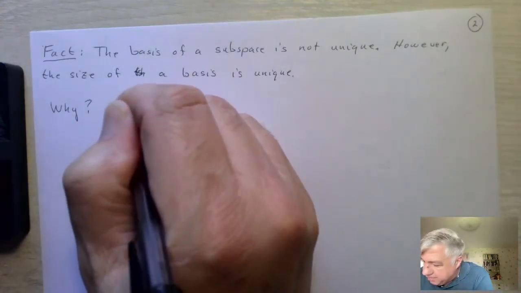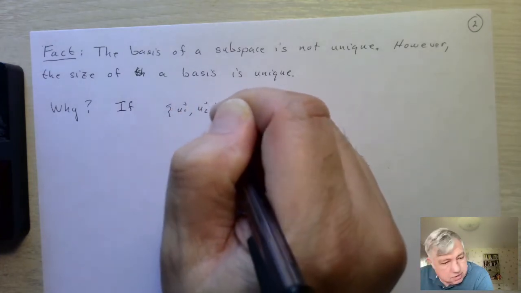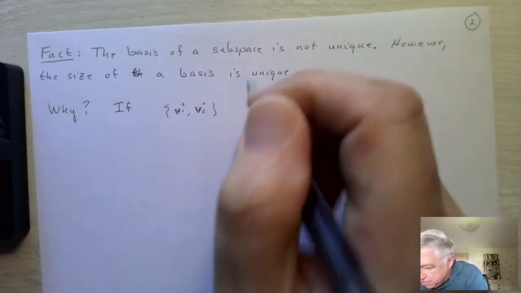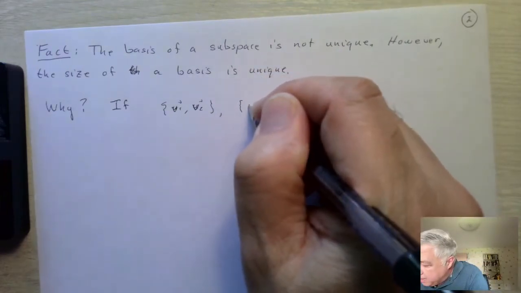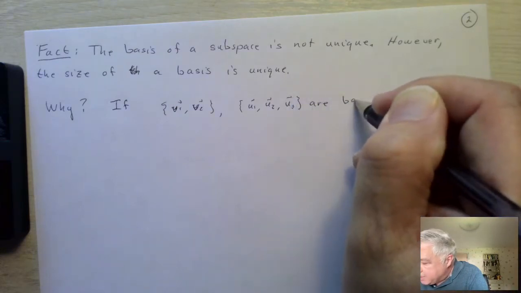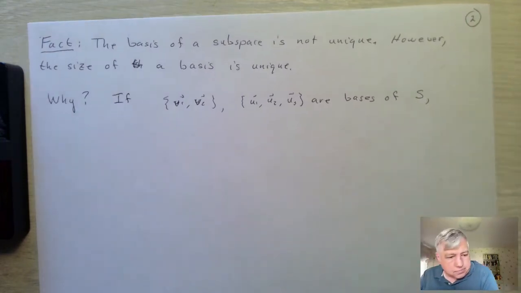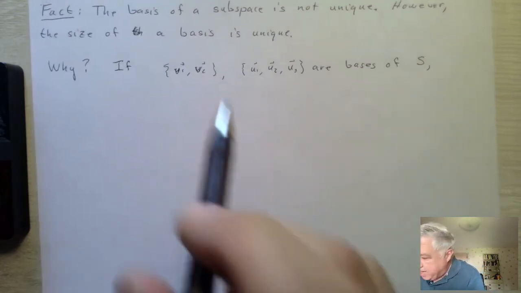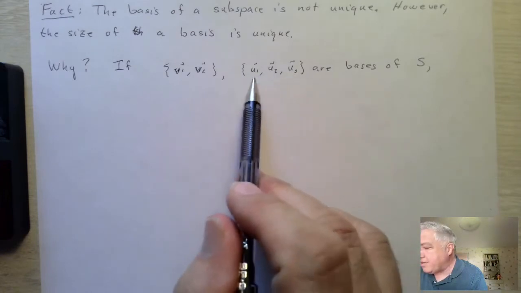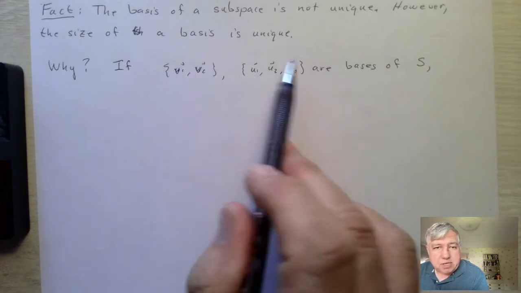So let's suppose these two vectors, actually let's make this v1 and v2, and u1, u2, u3 are bases of a subspace S. Well, in particular, what that means is that everything here is in S, so each element here is going to be a linear combination of these, and each element there a linear combination of the others.